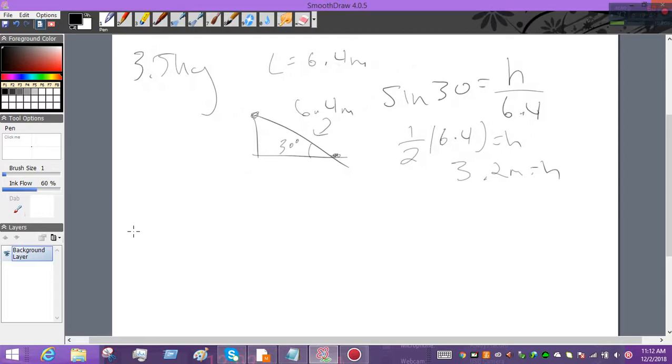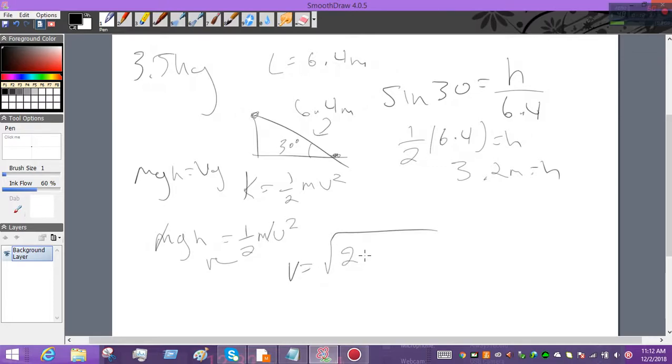So we can say that mgh equals K, and K for kinetic energy equals 1/2 mv squared. So mgh equals 1/2 mv squared. I'm just going to cancel out the m so I don't have to do any unnecessary multiplication. If we multiply across by 2 and then take the square root to get v on its own, we get v equals the square root of 2gh.